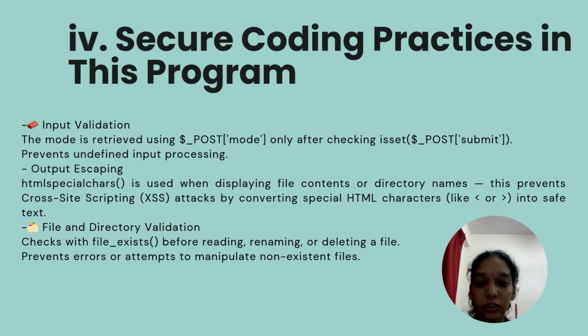Third is file and directory validation. It checks whether the file exists before reading, renaming, or deleting a file. This prevents errors or attempts to manipulate a non-existent file.